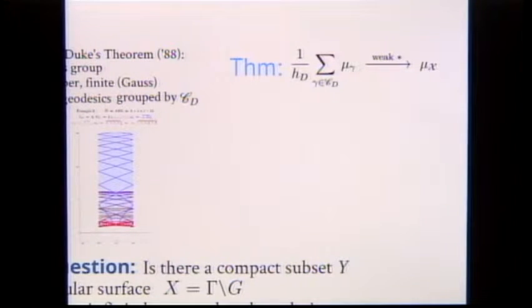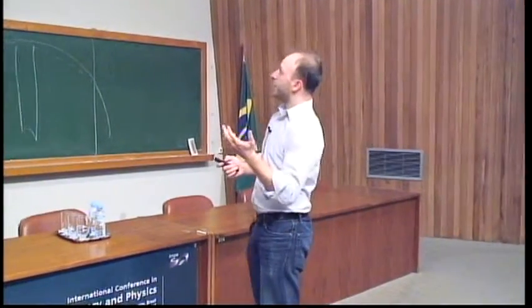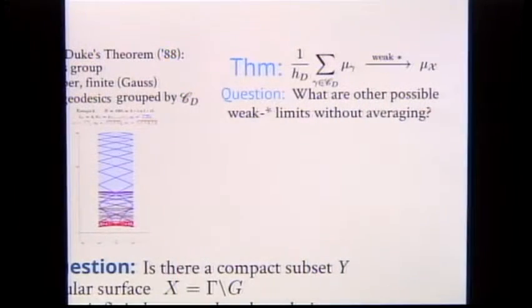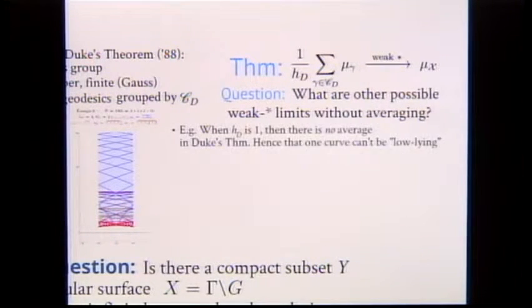But they wanted to know, can you give a proof of this theorem just using something like measure rigidity? You know, there's only one possible sequence of measures that this will converge to, and maybe that's why this is true. So the question was, what are some other possible weak limits? Well, there aren't any. That's what the theorem says. You have one unique ergodic measure. Well, okay, but what if you don't average? What kinds of things can happen? So let's study this a little bit.